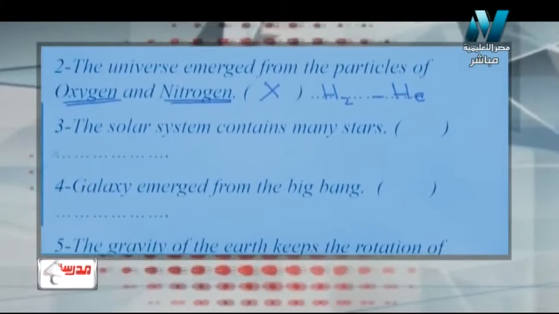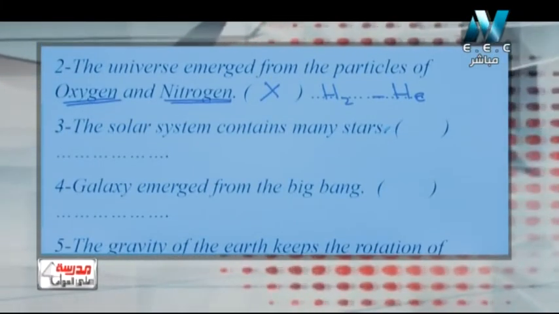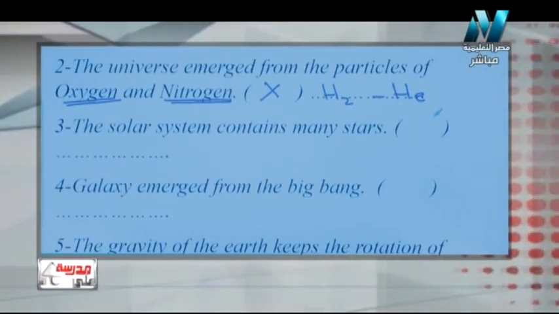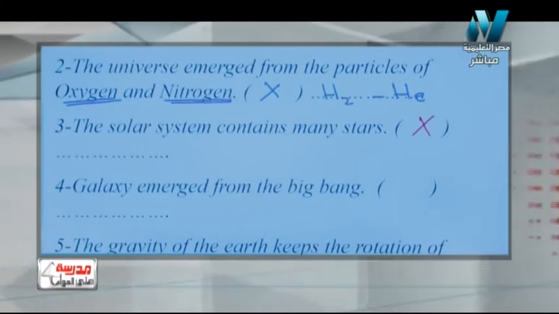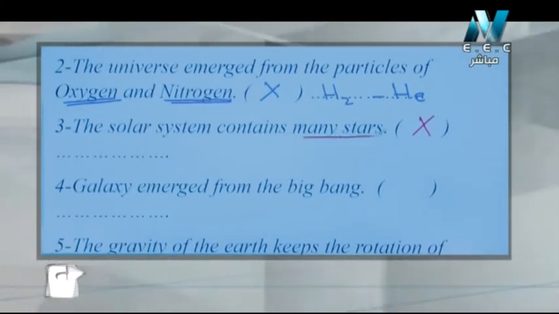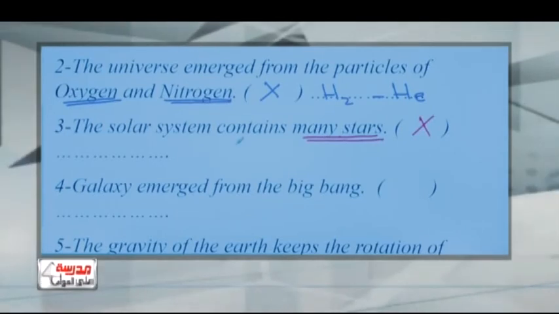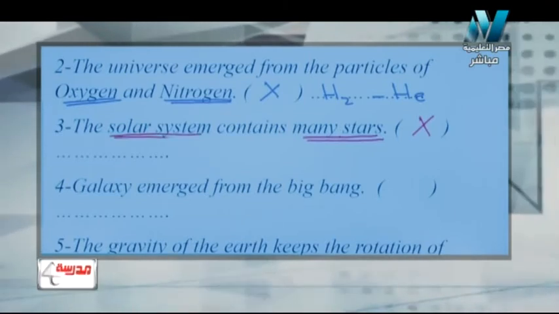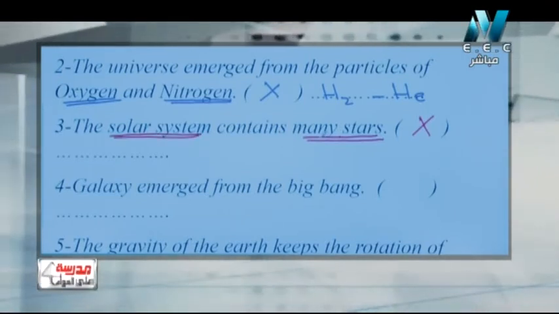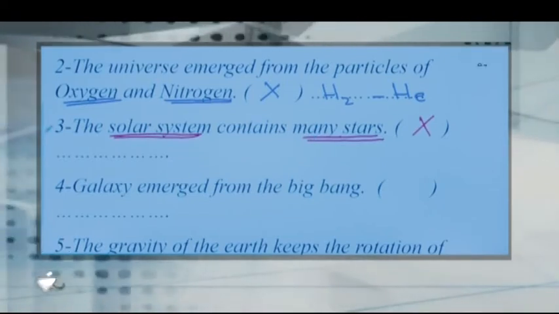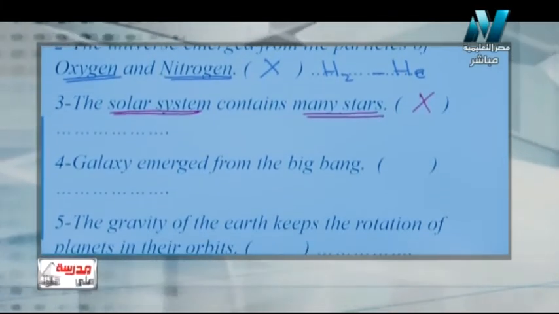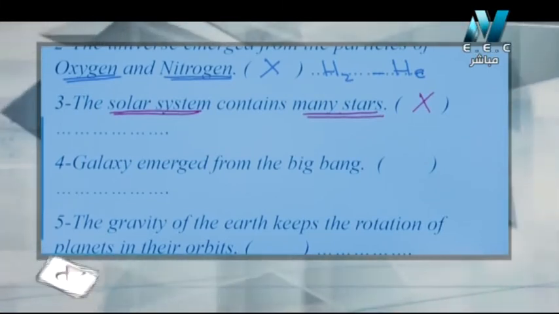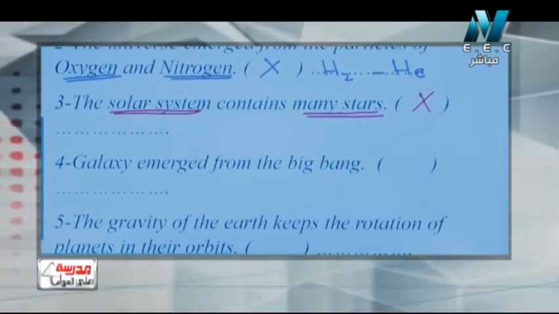Next question is, the solar system contains many stars. Here the answer is wrong, because the solar system contains one star, not many stars. Maybe we can use another word. We have to use galaxy contains many stars. But we have to replace one word only in question number three. Maybe we have to use universe contains many stars, our solar system contains one star, our sun.